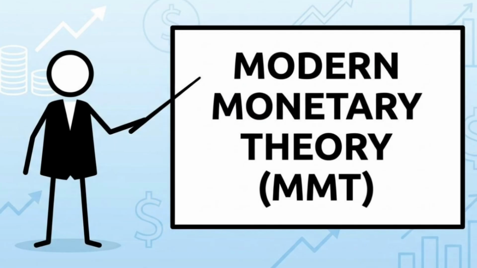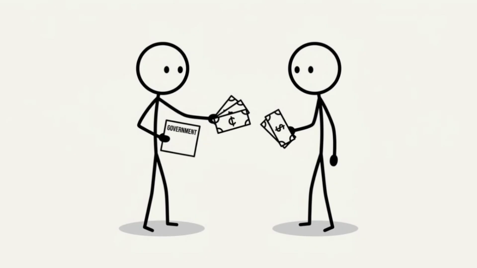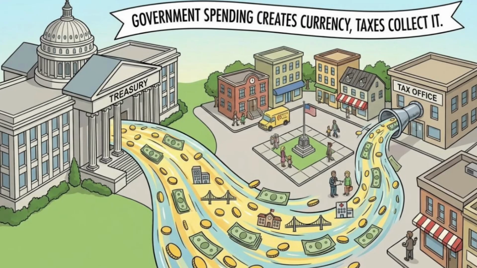To answer that, we have to look at a macroeconomic theory called modern monetary theory, or MMT. MMT departs from the mainstream economic consensus and points out a fundamental truth about how fiat currency works. A sovereign government that issues its own currency is a monopoly issuer. According to this theory, the government doesn't actually need your tax money to fund its operations. In fact, it has to spend currency into existence before any tax revenue can even be collected.